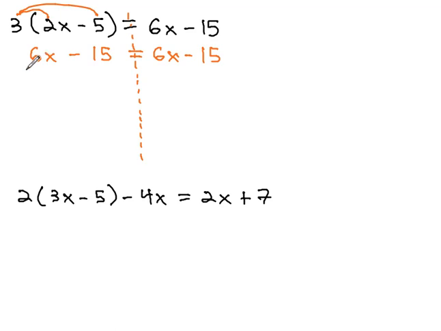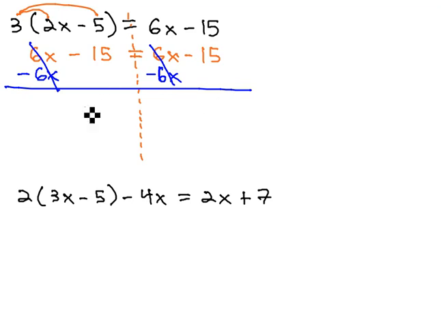So, if we want to get rid of the 6x on the left side, we can get rid of 6 positive x's with 6 negative x's on both sides. When we do this, 6 x's and 6 negative x's will give us a 0. But what's interesting is on the right side, we also see 6 positive x's and 6 negative x's, leaving us with 0. We just have a negative 15 on one side of the equation, and a negative 15 on the other side of the equation. The variable has subtracted out completely.